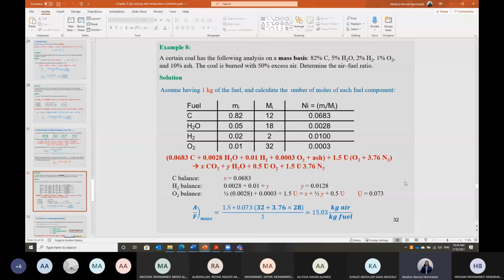Okay, is that clear? Is it clear, or is there any kind of difficulty or something? Yeah, clear. So it's straightforward.